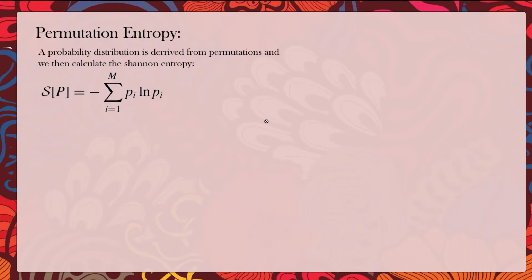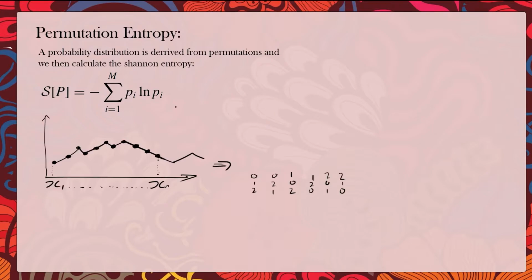The permutation entropy is simply another way of measuring the Shannon entropy. What is different here though is how we calculate the probability distribution that then goes into the calculation. We begin by first looking at only the first n number of points in the time series. So we have x1 over here, x2 over here, x3 over here, and so on until you have xn over here.